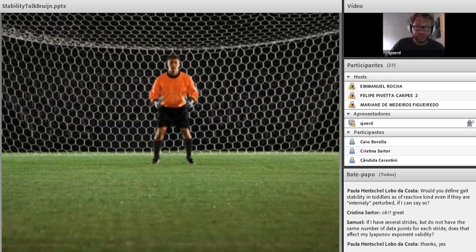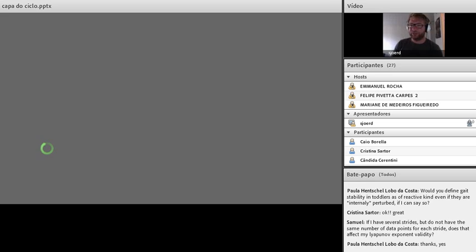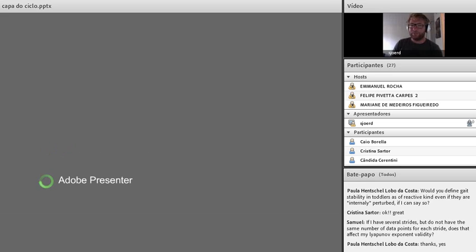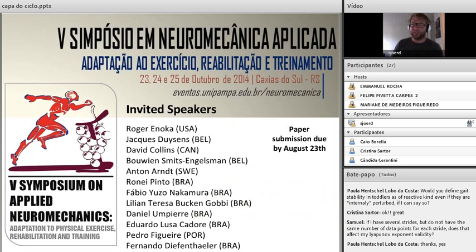Thanks, yes. Okay, good. If I have several strides but do not have the same number of data points for each stride, does that affect my Lyapunov exponent validity? I think the most important thing is that you have the same amount of strides for subjects and conditions. If you have different amounts of strides, that will definitely affect your calculations.